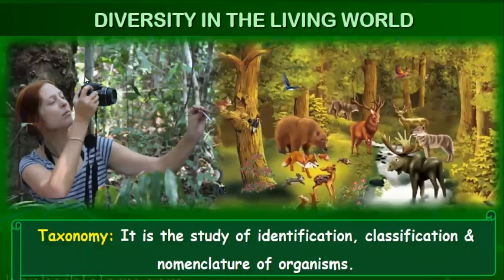Next is taxonomy. Specific terms you have to learn. What is taxonomy? It is the study of identification, classification, and nomenclature of organisms. The study of identification, classification, and nomenclature of organisms is known as what? Taxonomy. Is that clear for you? Can we continue with the next?